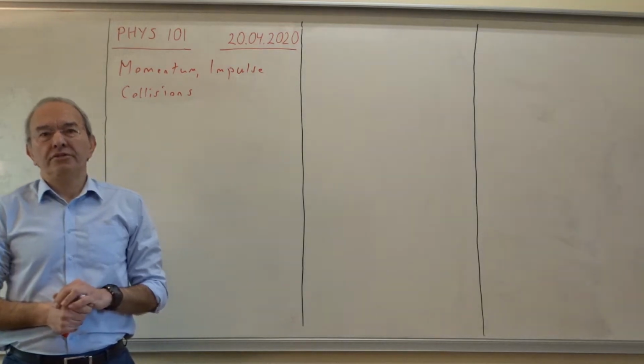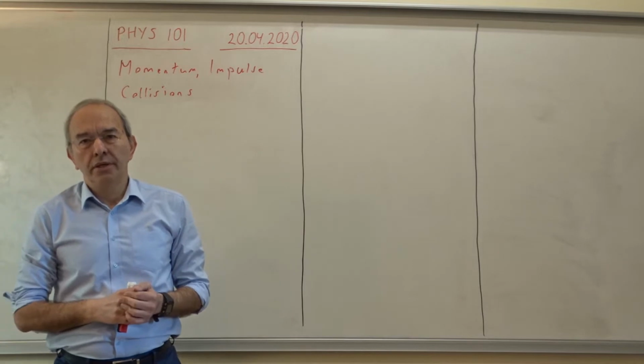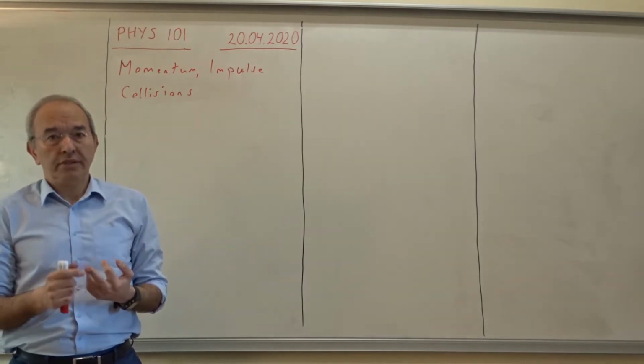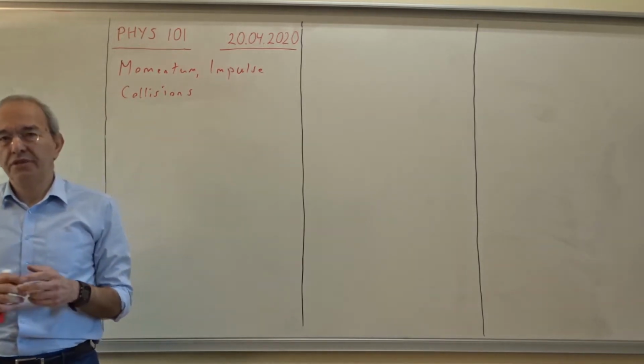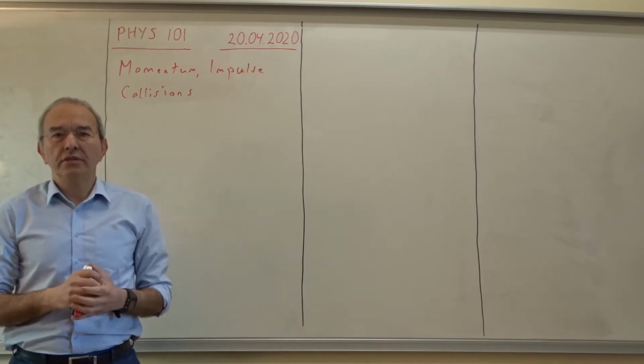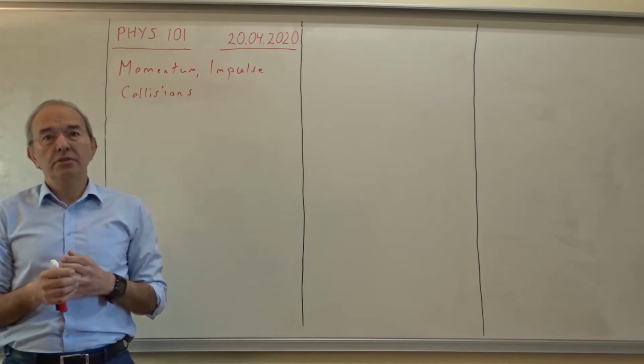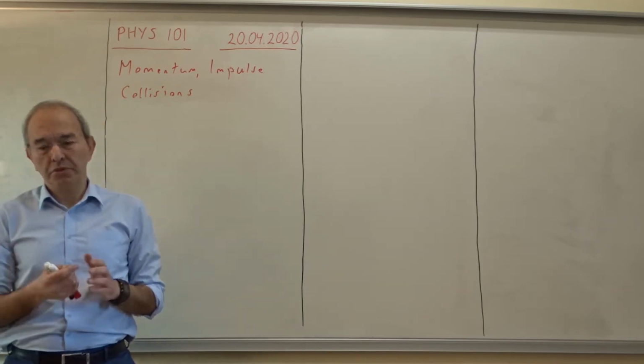Hi, I will today try to solve some examples, some problems on the topic linear momentum, impulse and collisions. In the previous lecture we had seen some equations, formulas related with these topics. Let's solve some examples based on these principles.